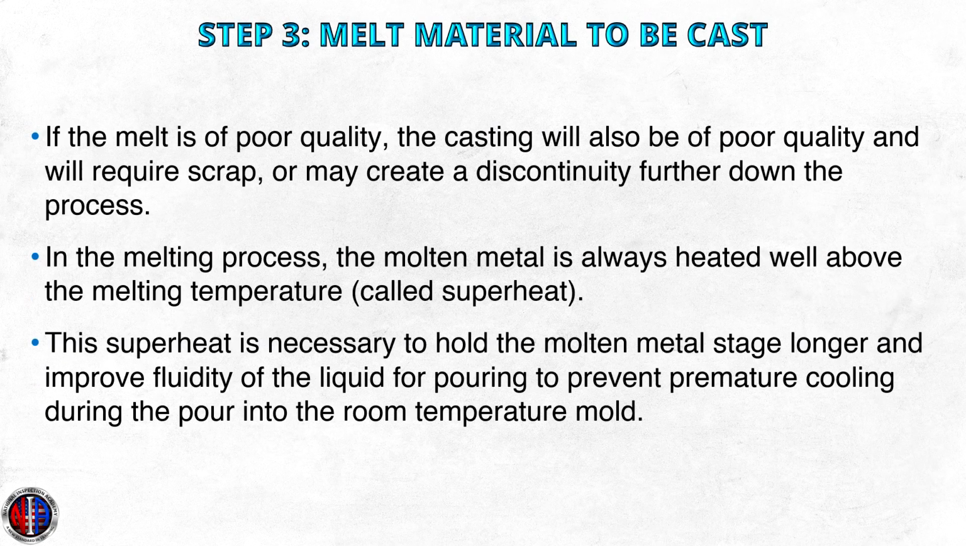If the melt is of poor quality, the casting will also be of poor quality and will require scrapping or may create a discontinuity further down the process. In the melting process, the molten metal is always heated well above the melting temperature, called superheating. This superheat is necessary to hold the molten metal stage longer and improve fluidity of the liquid for pouring to prevent premature cooling during the pour into the room temperature mold.